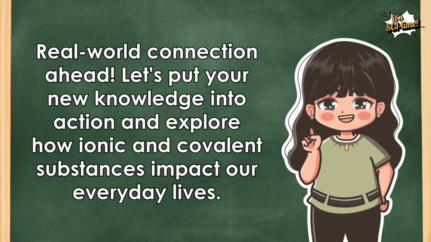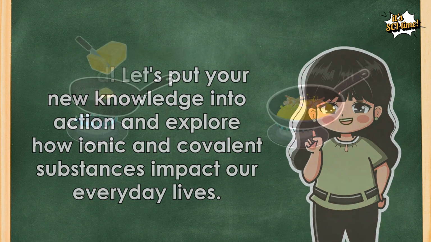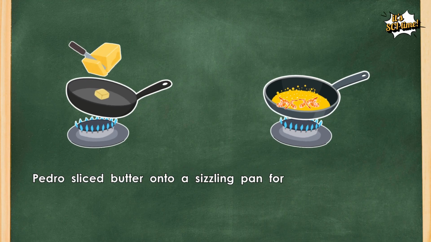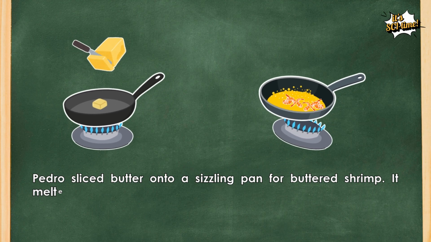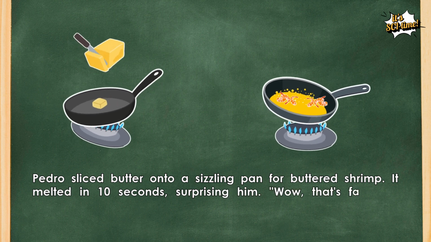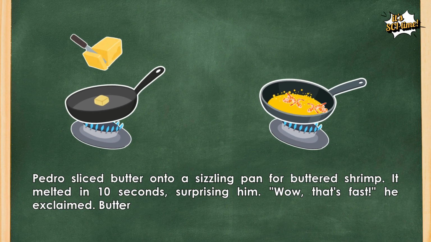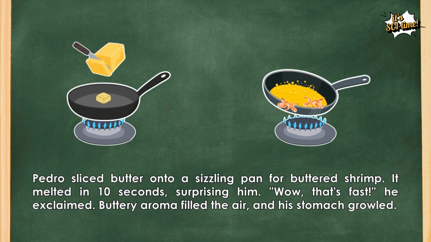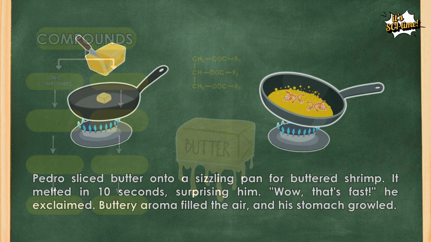Real-world connection ahead. Let's put your new knowledge into action and explore how ionic and covalent substances impact our everyday lives. Pedro sliced butter onto a sizzling pan for buttered shrimp. It melted in 10 seconds, surprising him. "Wow, that's fast!" he exclaimed. Buttery aroma filled the air and his stomach growled.